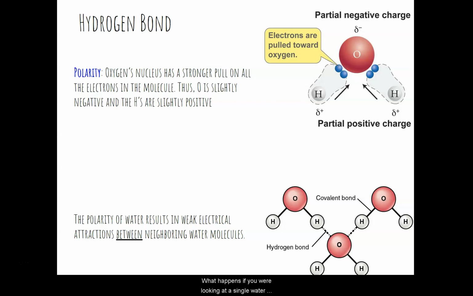So what happens is if you were looking at a single water molecule, which is made from 2 hydrogens and 1 oxygen, the oxygen side of the molecule will be negatively charged and the hydrogen part will be positively charged. So this results in weak electrical attractions between neighboring water molecules. So water can have some structure to it, and this has some significant effects for the biology of life.